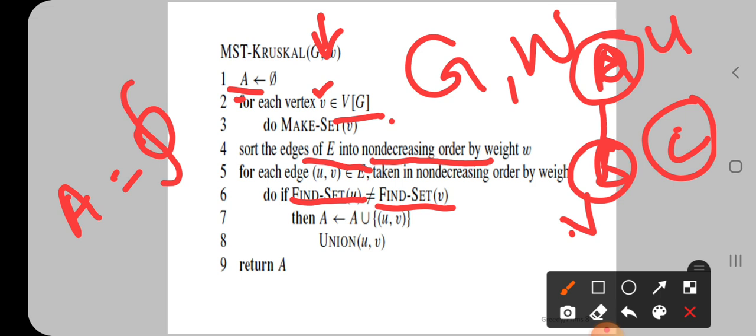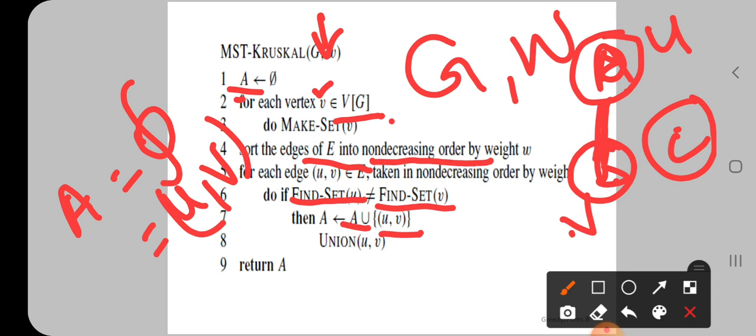If find-set of u and find-set of v are in different components, then we can add this edge (u, v) into A. Now A contains the edge (u, v), and we perform union of u and v. Union of u and v means we are adding u and v as a single component. And this procedure is repeated until there are n minus 1 edges.